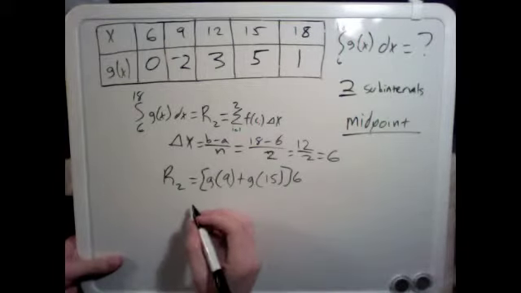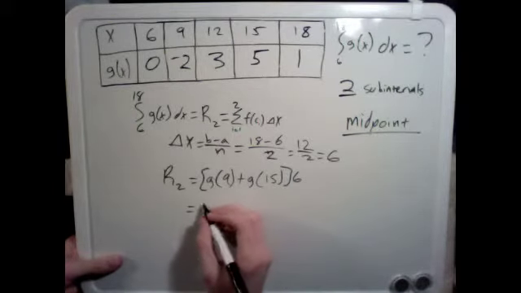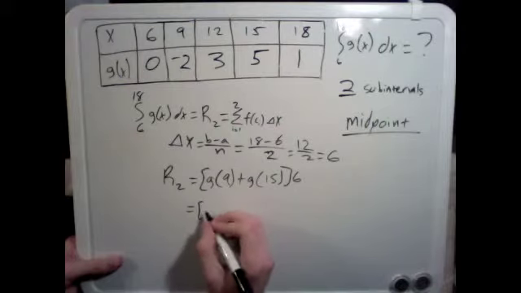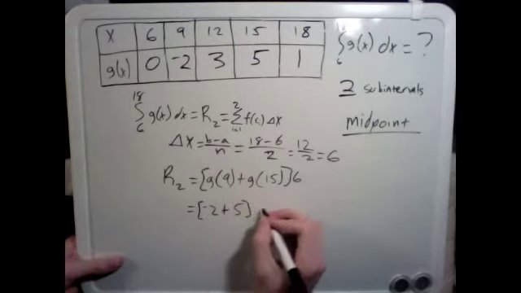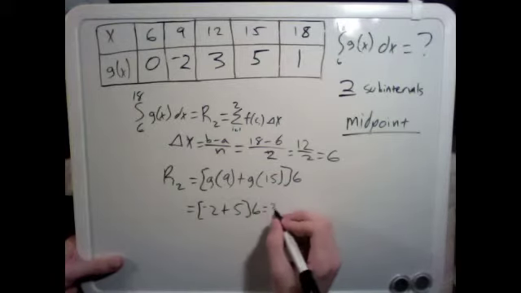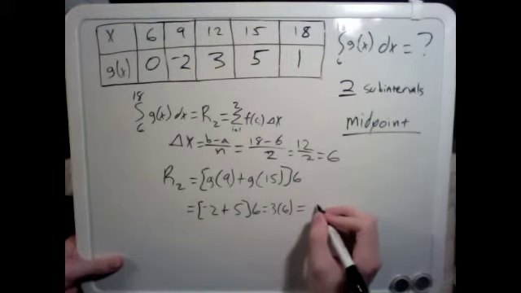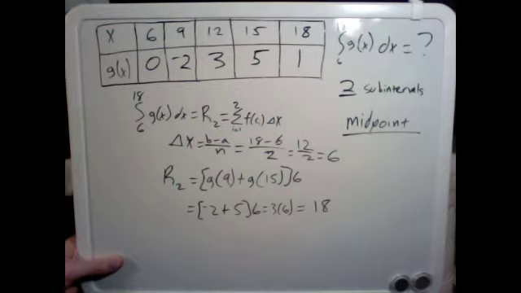times 6. So g of 9 is negative 2 plus g of 15 is 5, times 6. It's going to be 3 times 6, which is equal to 18, and that's our answer.